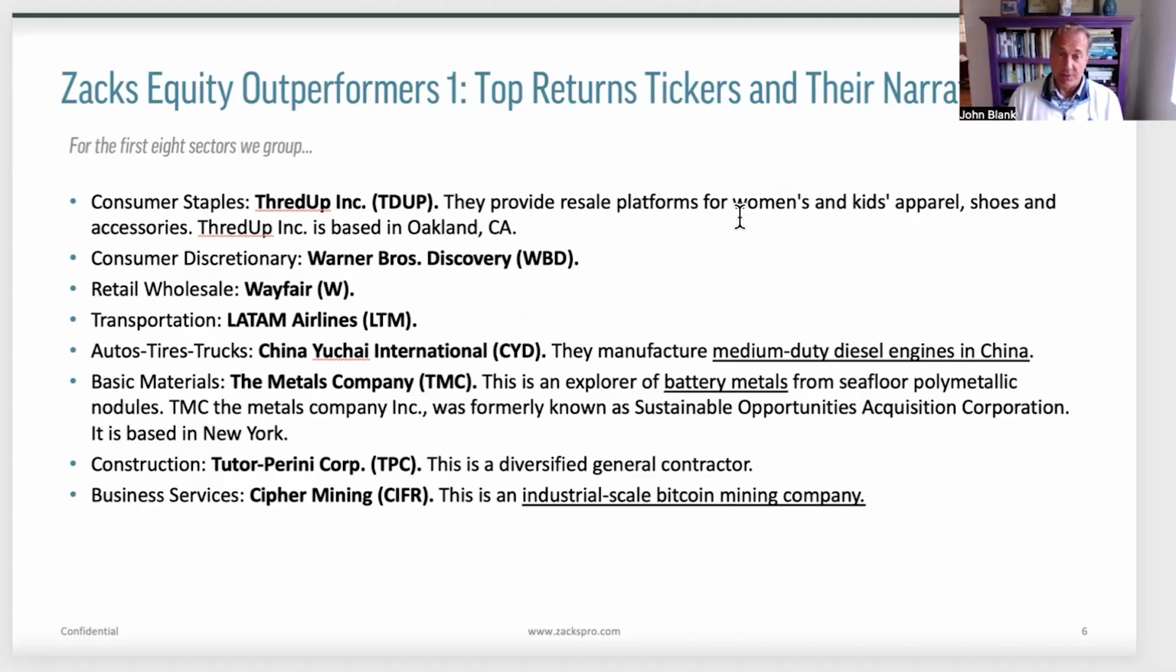Similarly, in the tariffing business, China Yuchai International makes medium-duty diesel engines in China. So when China actually ramped up trade to the rest of the world after the U.S. trade war, it actually was one of the benefactors.